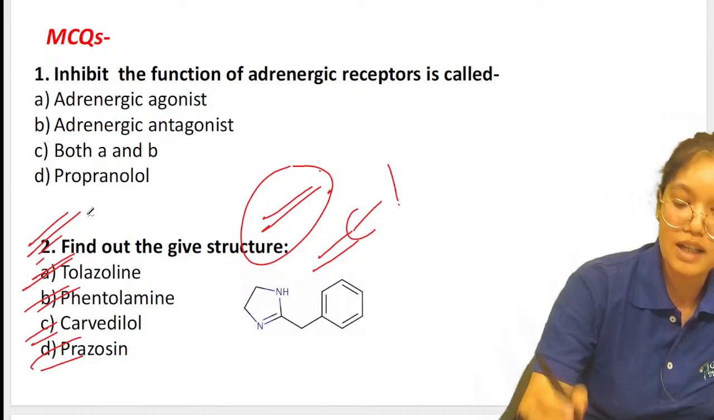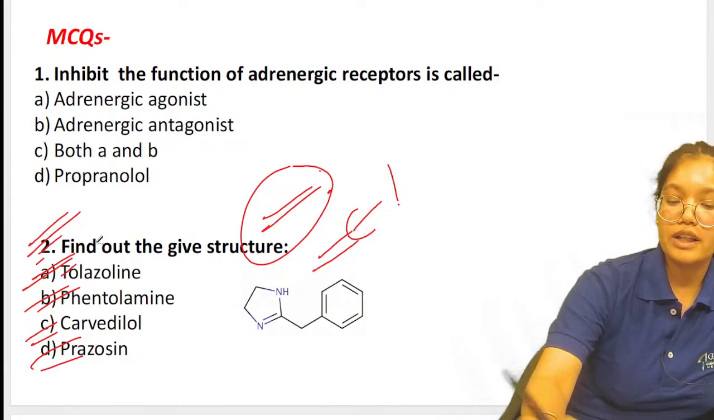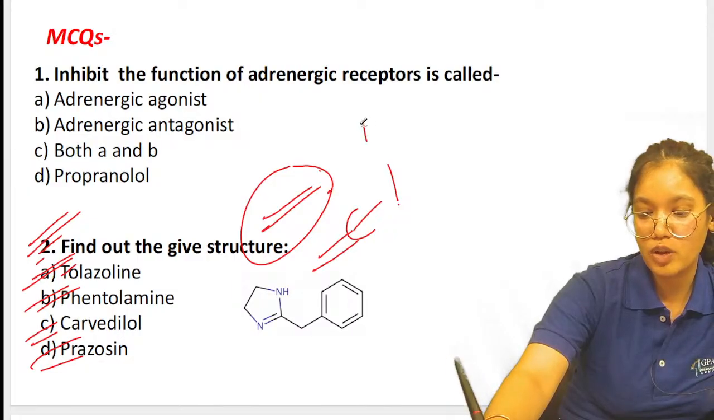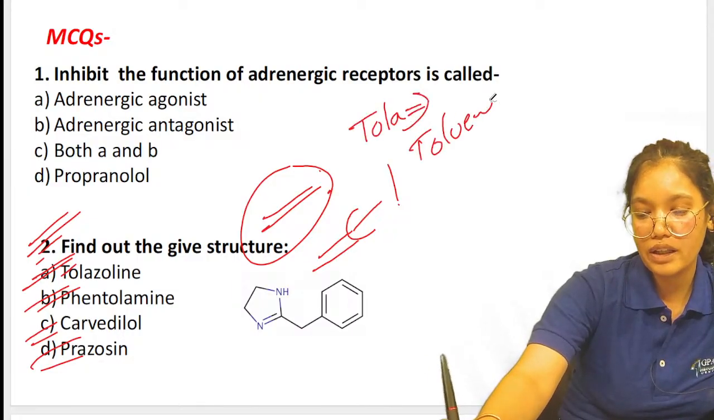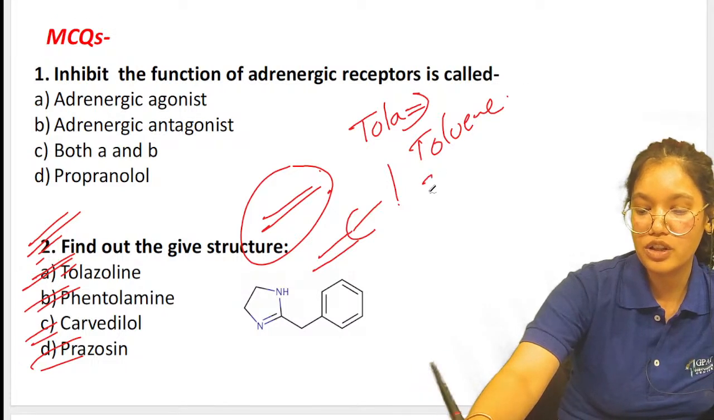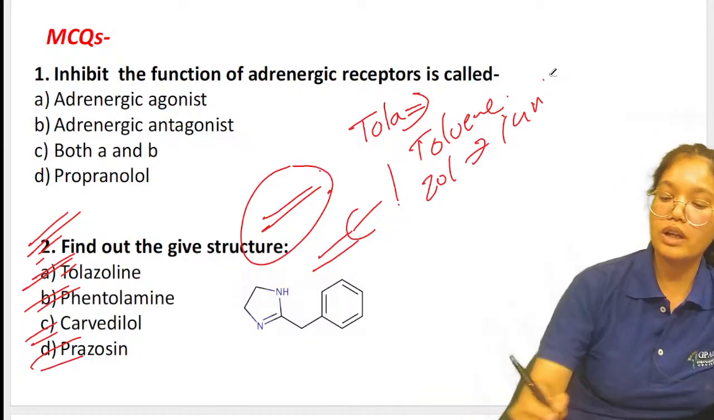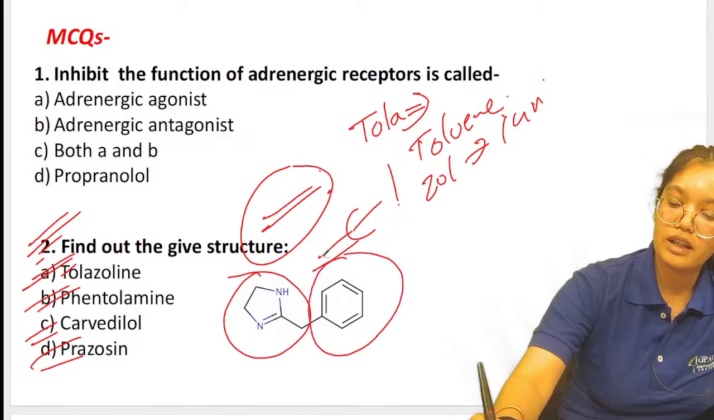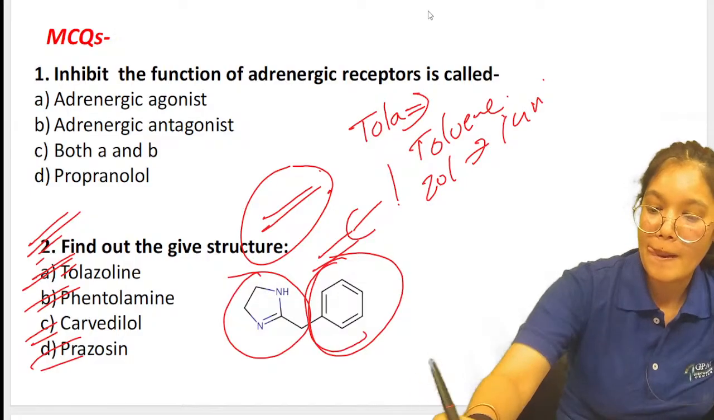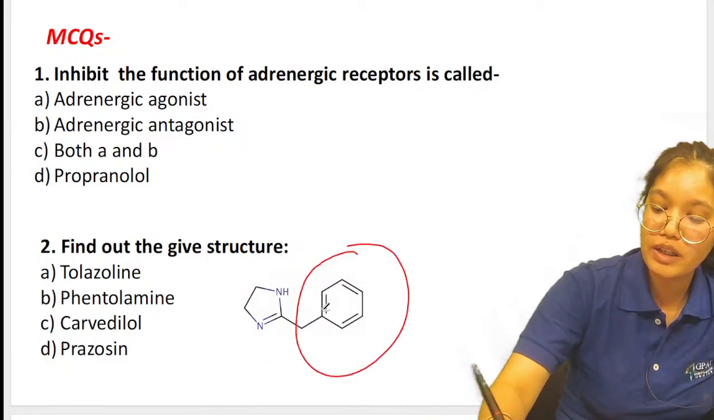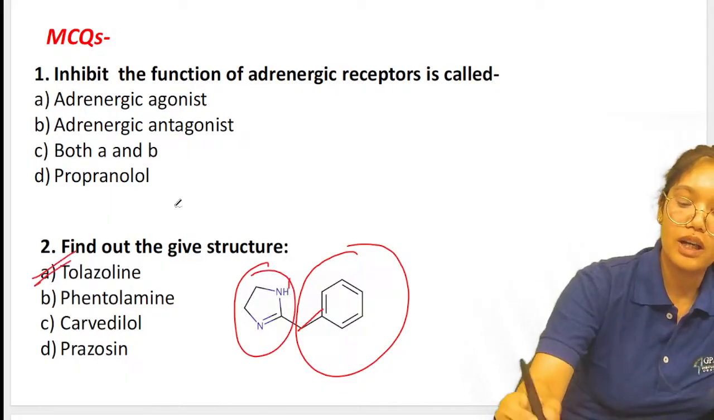Yes, the tolazoline. Okay. Now, why tolazoline? As we already studied in the structure of tolazoline, "tola" means the toluene ring will be there in its structure, and "zoline" means it will also contain an imidazole ring. Here is the toluene ring, the benzene ring with CH3, and here we have an imidazole ring. So, tolazoline.